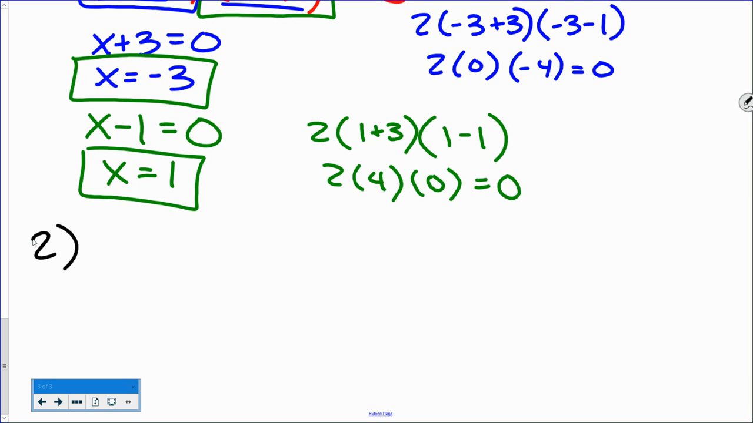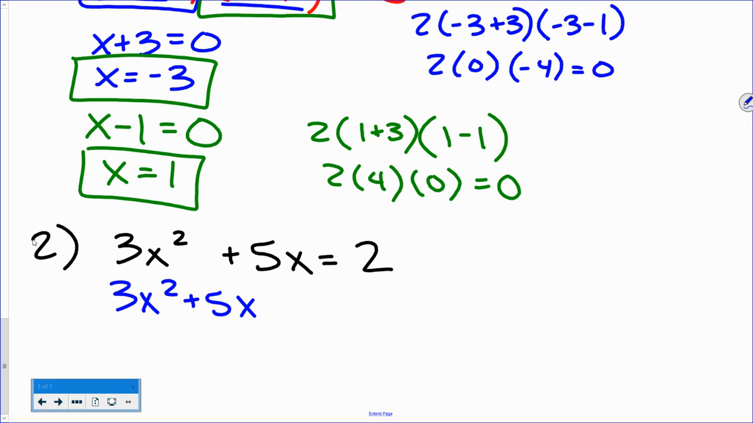All right, number 2. So 3x squared plus 5x equals 2. Same thing as what we did last time. I cannot get an x by itself, or I can't get x squared by itself. Well, if I did, I'd have an x on the other side, so it does not help me to solve. So I must use factoring, and I must get it equal to 0. So I'll need to subtract the 2 to the other side so that I can factor this and then set each factor equal to 0.